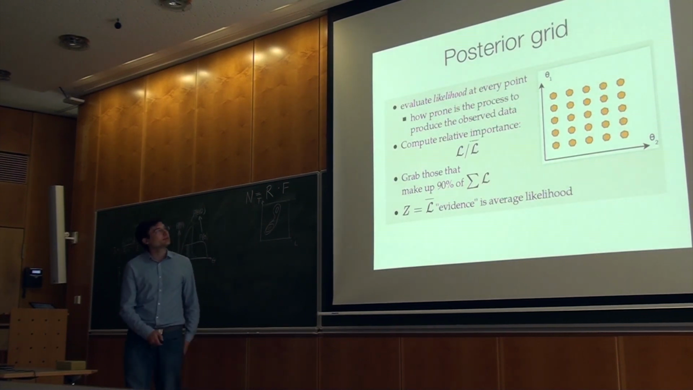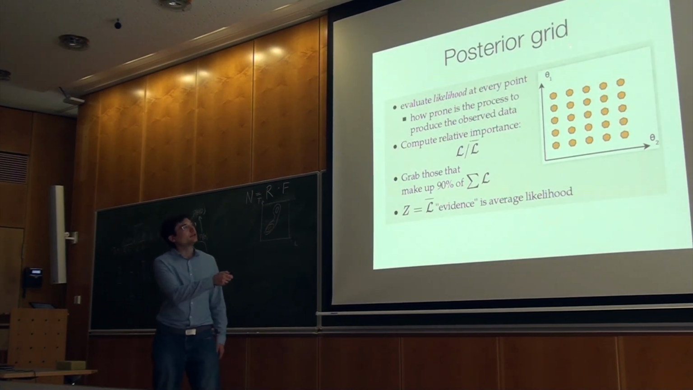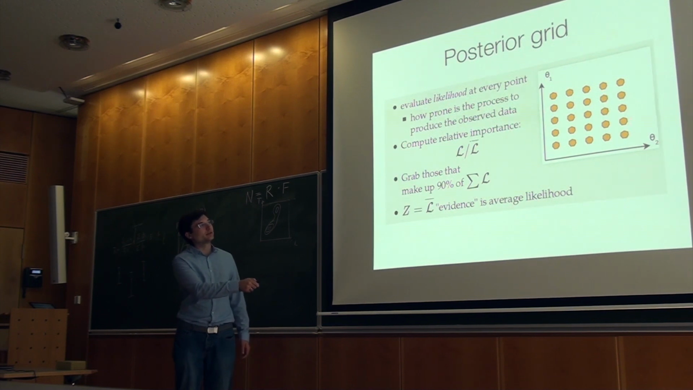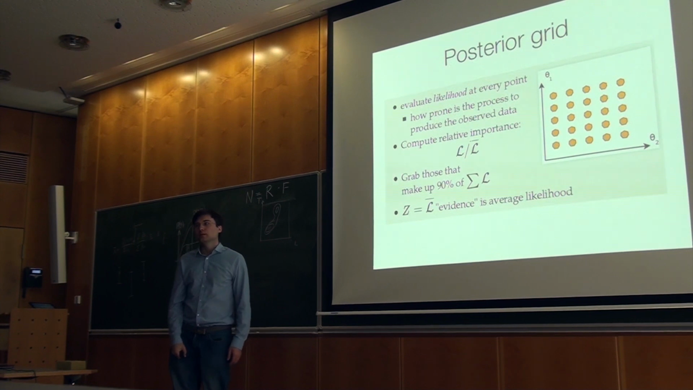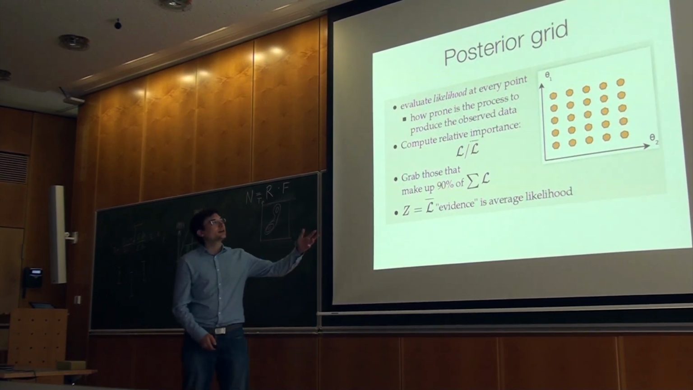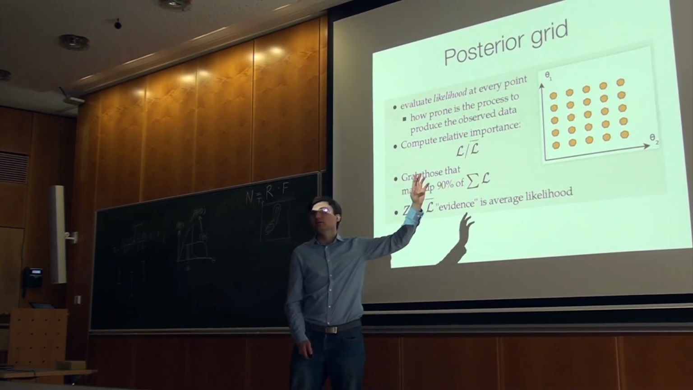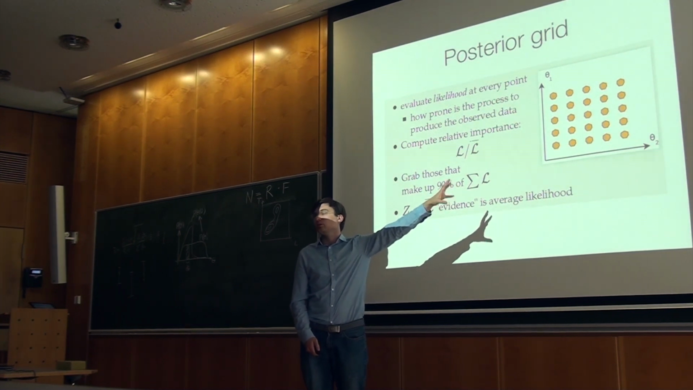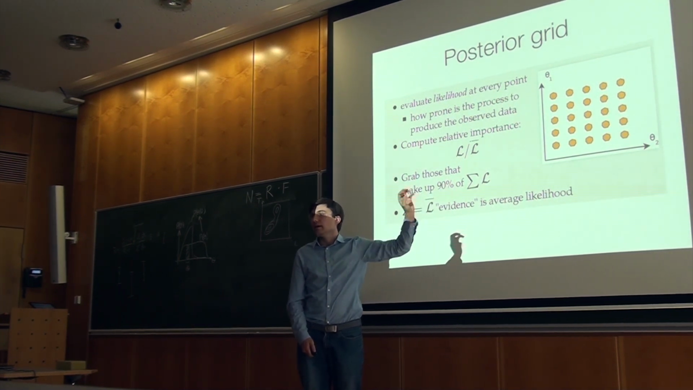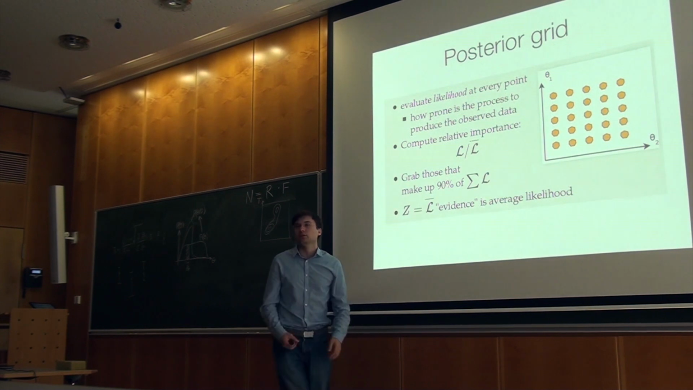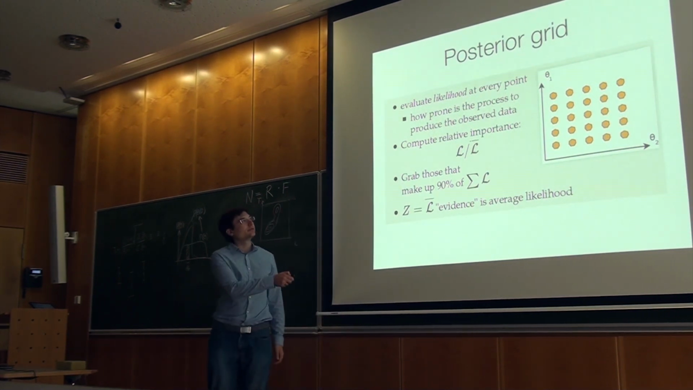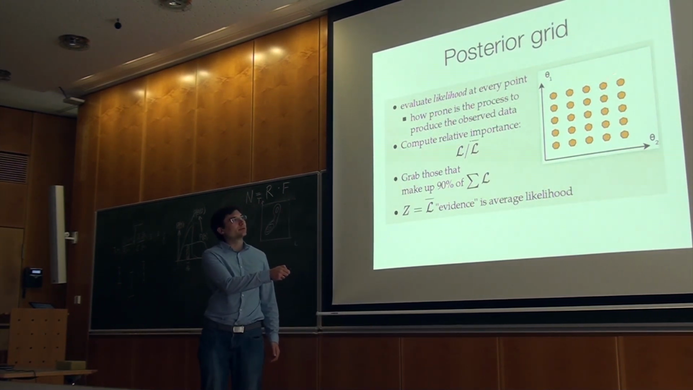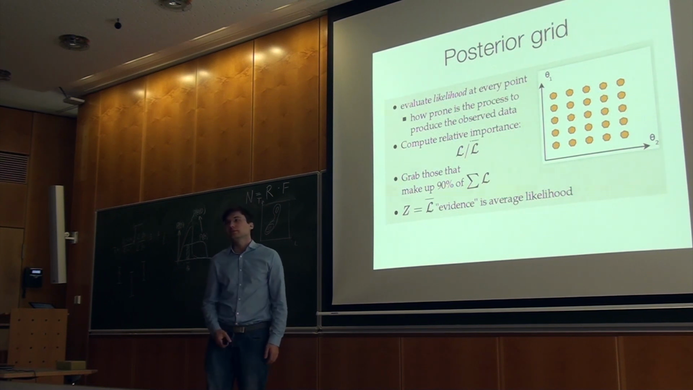But you could also, in a 2D space, make a grid, evaluate the likelihood at each point, and then look where in this parameter space you have 90% of this probability. And that is exactly what we do when we say we do parameter estimation. We try to find regions where most of the probability lies, and we ignore the rest.